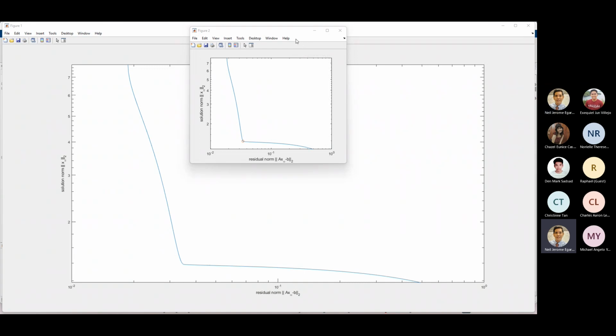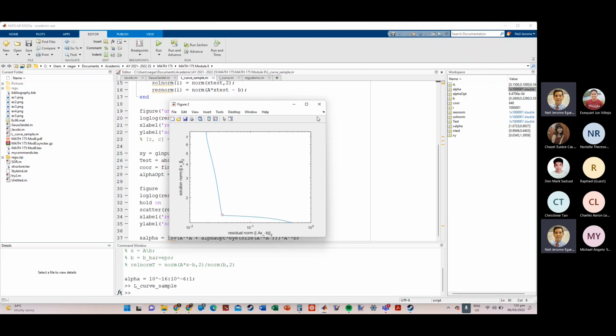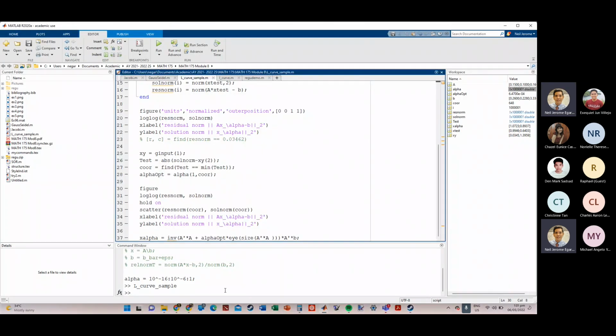Oops. Hindi ko siya mapalaki. Ayun. There you go. Tapos ibig sabihin, okay, good. Kasi yung alpha na nakuha ng aking ginput ay nag-correspond dito sa corner talaga ng L curve. Kaya nakita niyo may orange dot dito sa pangalawang figure na nakuha ko. And then I'll go back to MATLAB para makita ano yung solution ko na nakuha.